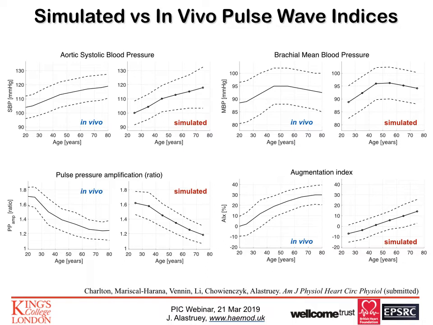Aortic systolic blood pressure is the peak blood pressure at the ascending aorta. Brachial mean blood pressure is the average pressure at the brachial artery in the arm. Pulse pressure amplification is the ratio of the amplitude of the brachial pressure to the amplitude of the ascending aorta pressure. And augmentation index is the change in pressure from two characteristic points of the pressure waveform in systole.